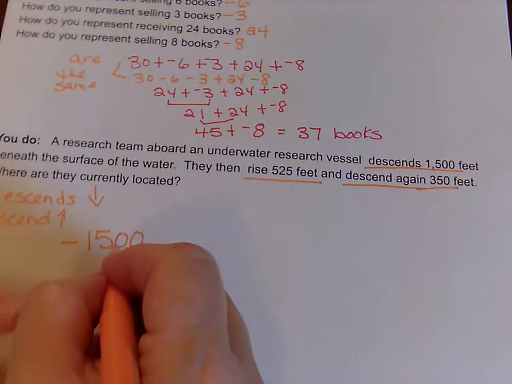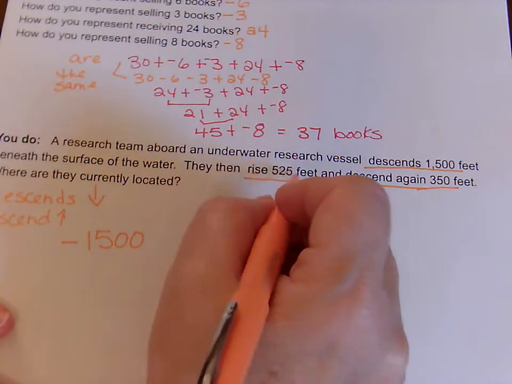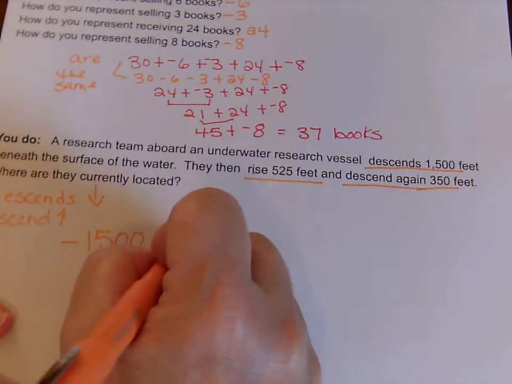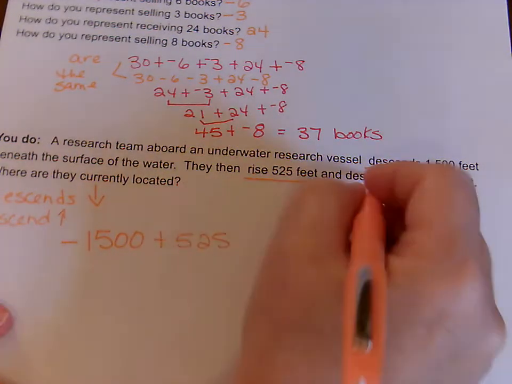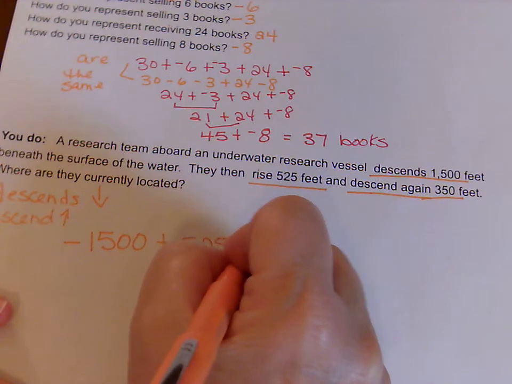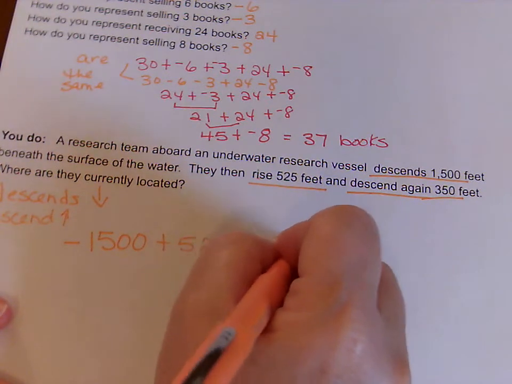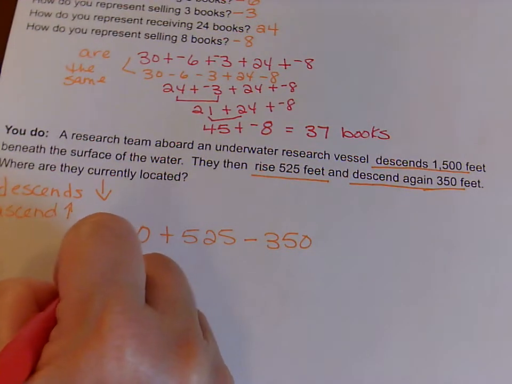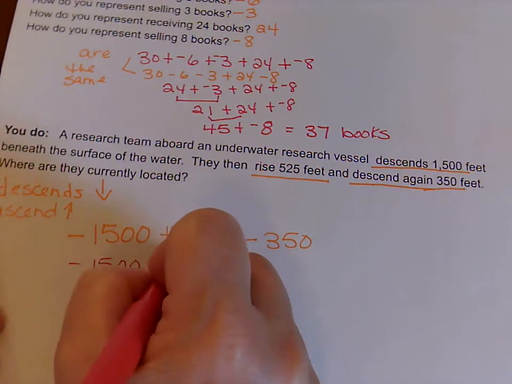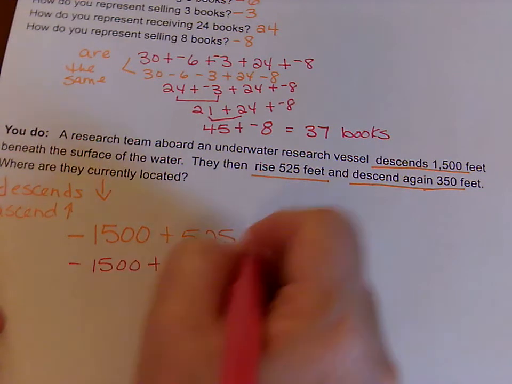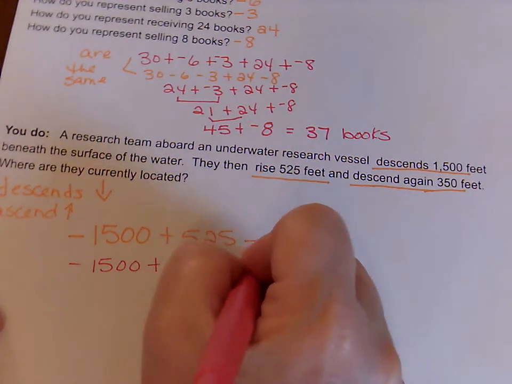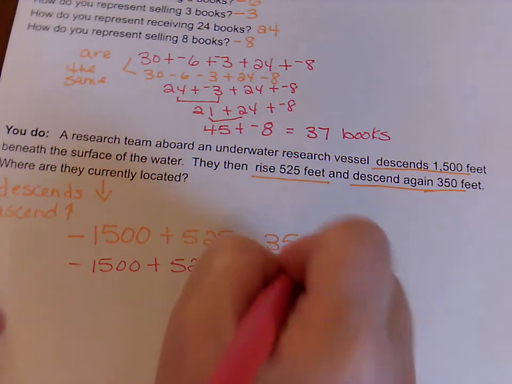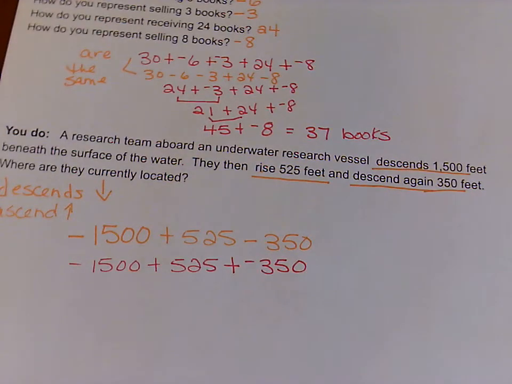So we started at 1500. Then it says they rise 525 feet and descend again 300 feet. So if I rewrote that, I would say a negative 1500 plus 525. Change the minus to a plus. Change the sign of the next. Then all you do is add them up as if it were a plus.